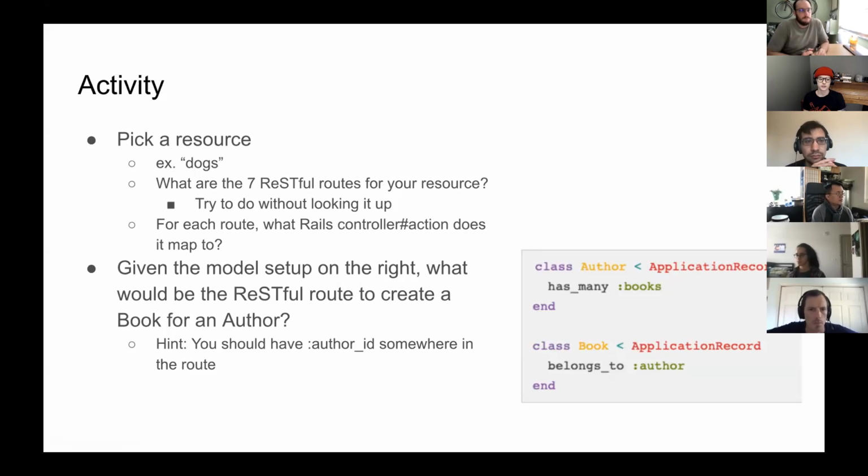The 7 RESTful routes that we talked about a couple of classes ago. If you need to look it up, that's fine, but see how many you can get first without looking up the documentation or the notes from the other class. And also consider for each of those routes, which Rails controller and which controller action does it map to. The second thing will be to look at this model setup on the right on the screen and write down what the RESTful route would be to create a book for a particular author. There's a little hint there in case you get stuck getting started on that. So feel free to turn off your camera while you work, and we'll take about 5 or 6 minutes to work through this before coming back together.